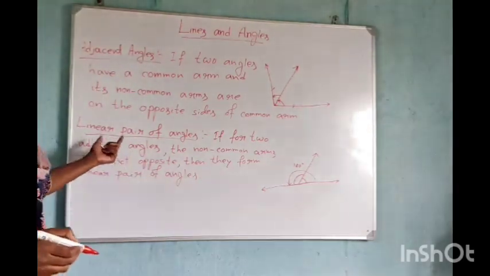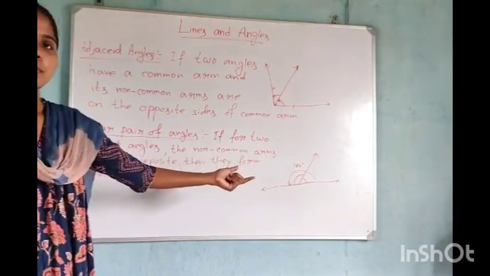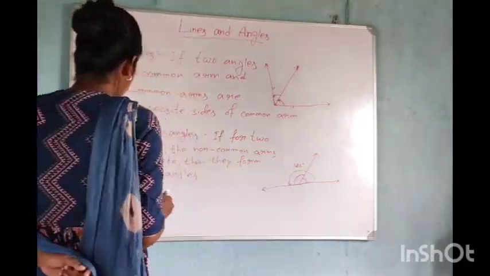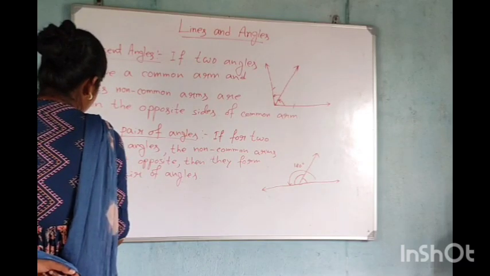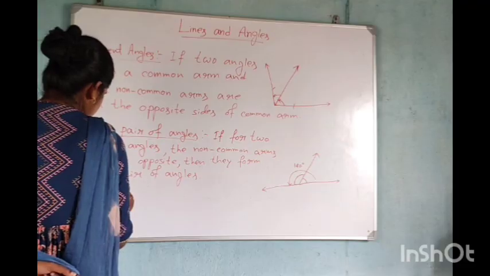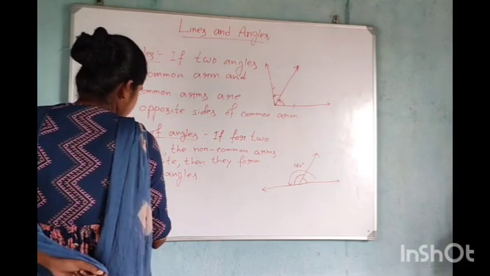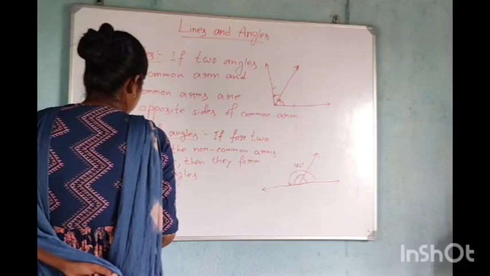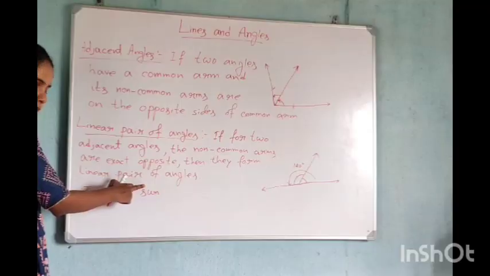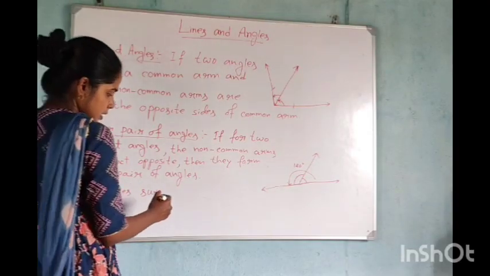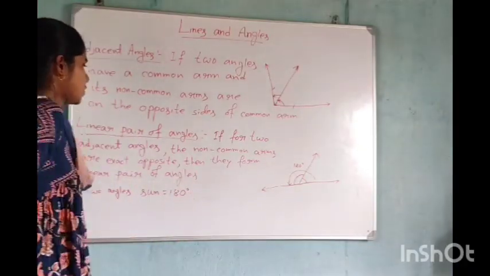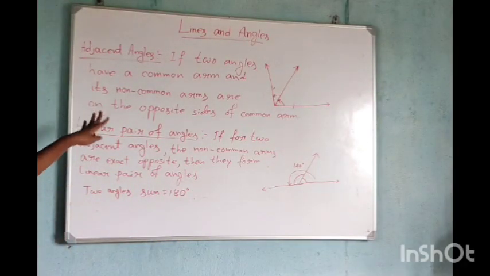So the linear pair of angles is very important because it has a property. The property is that the sum of these two angles will be 180 degrees. You can write here: in a linear pair of angles, the two angles sum equal to 180. So this is linear pair of angles, and adjacent angles we have discussed.